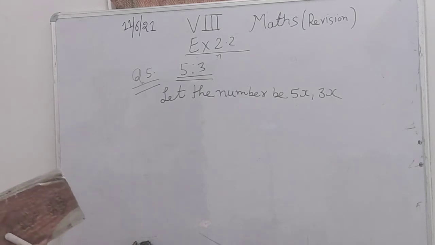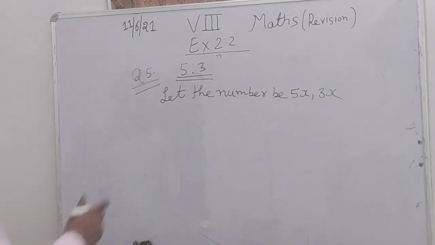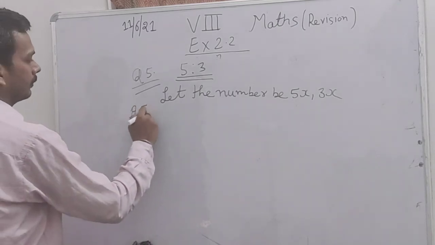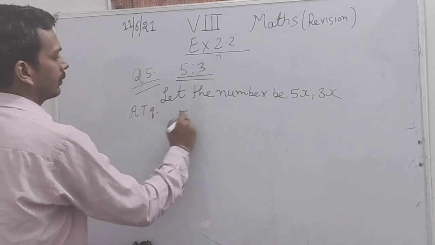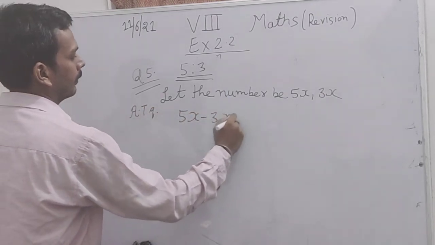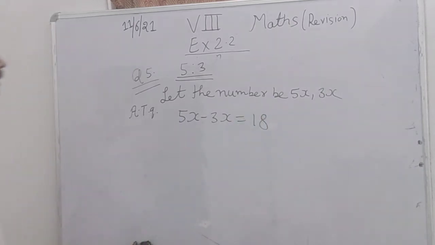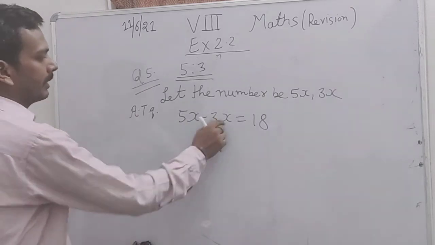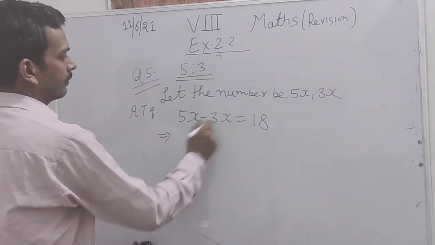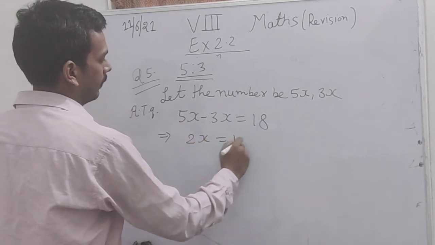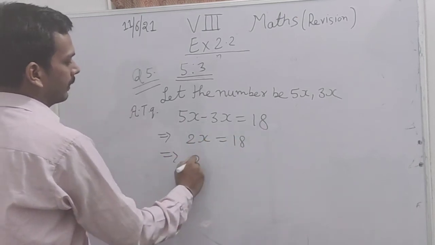So two numbers are in the ratio 5:3. If they differ by 18, then according to the question, they differ by 18 means 5x minus 3x. 5x minus 3x will be 2x. 2x is equal to 18. So the value of x is equal to 9.